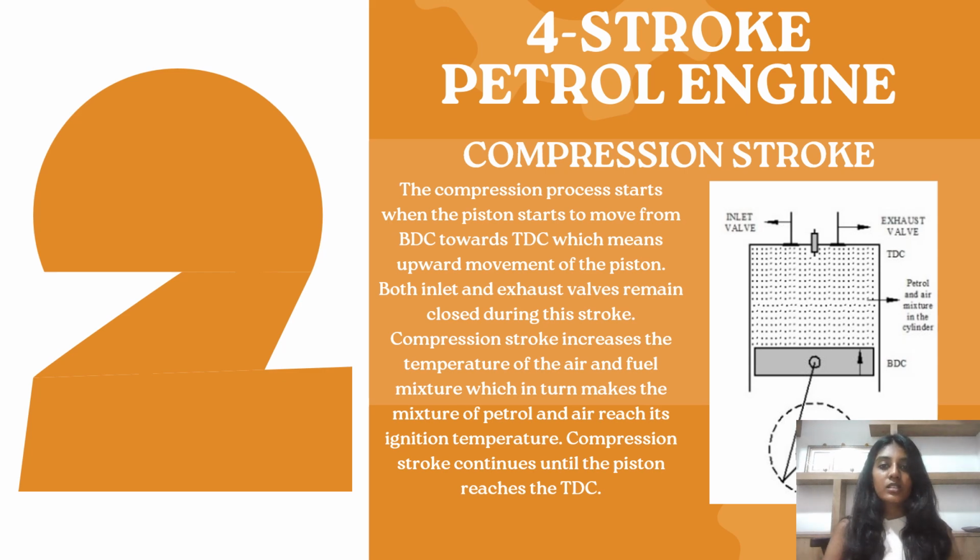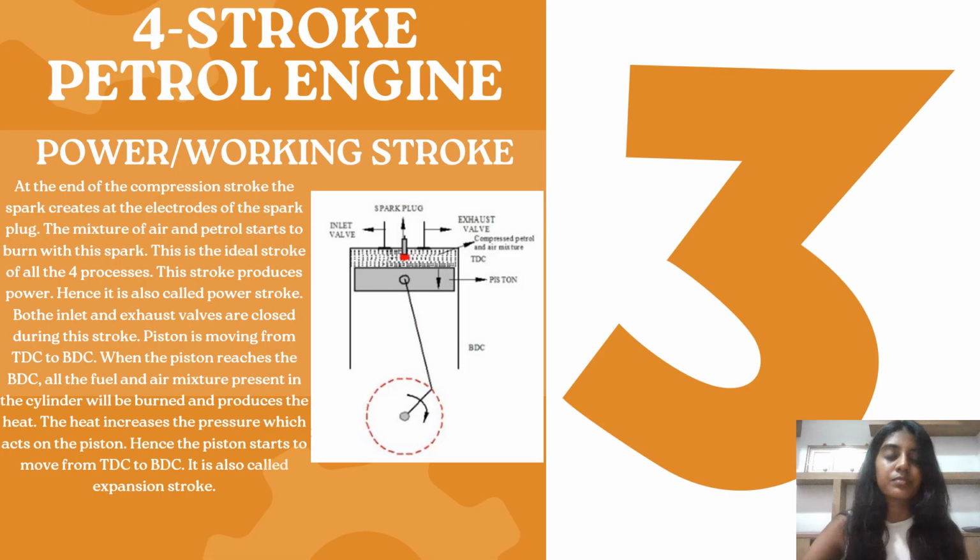Next, we have the compression stroke. The compression process starts when the piston starts to move from BDC towards TDC, which means the upward movement of the piston. Both the inlet and exhaust valves remain closed during this stroke. The compression stroke increases the temperature of the air and the fuel mixture, which in turn makes the mixture of petrol and air reach its ignition temperature. The compression stroke continues until the piston reaches the TDC.